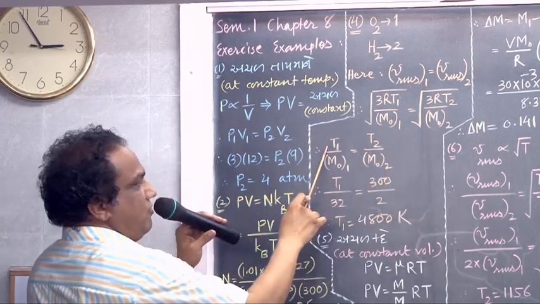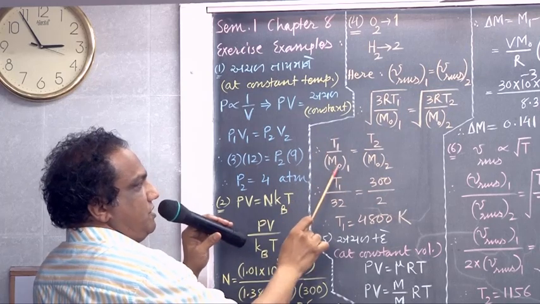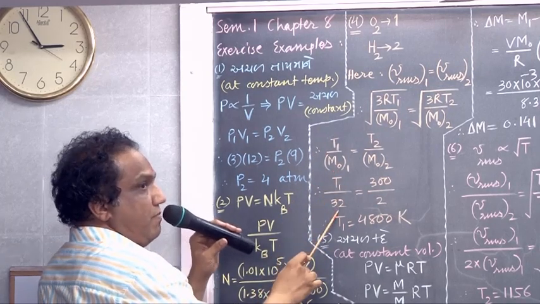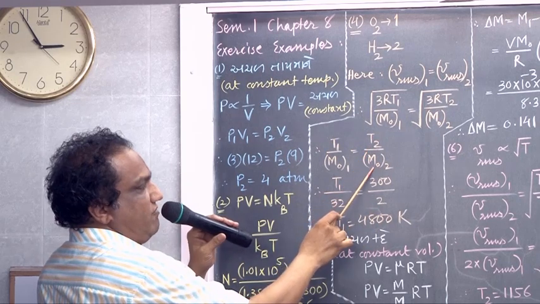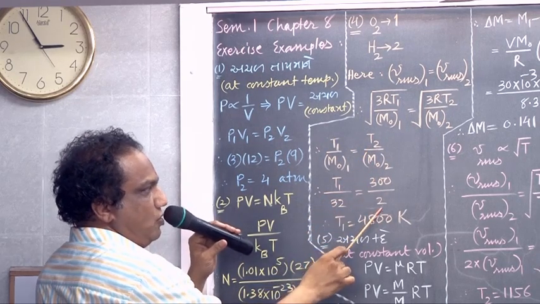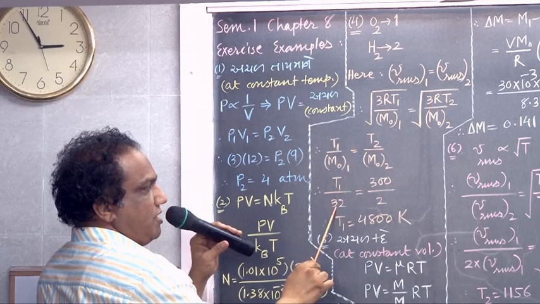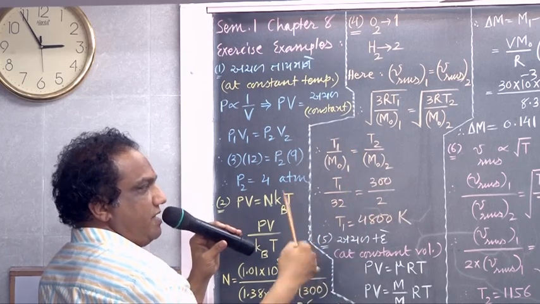This is the temperature for oxygen, which we want. This is the molecular weight of oxygen, 32 gram per mole. This is the molecular weight for hydrogen gas, 2 gram per mole. Both the units must be the same, here also gram per mole, here also gram per mole, then they will get cancelled.